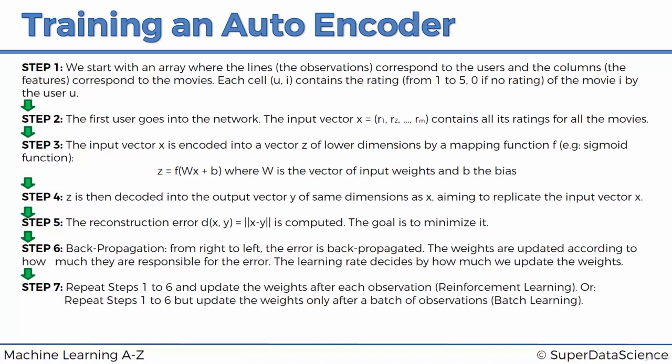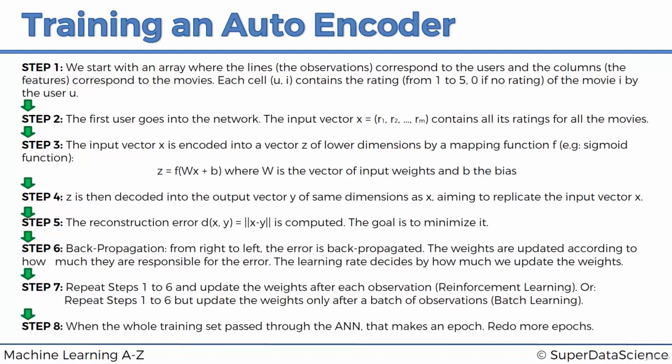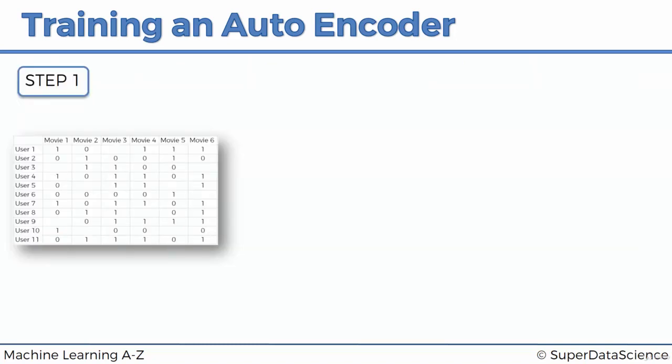And step 7, repeat steps 1 to 6 and update weights after each observation. That's reinforcement learning if it's done after each observation, or if you do it after batches, that'll be batch learning. And finally, step 8, when the whole training set passes through the neural network, that's an epoch, and then just redo more epochs. So there we go. Those are our steps. Let's have a look in a more visual way.